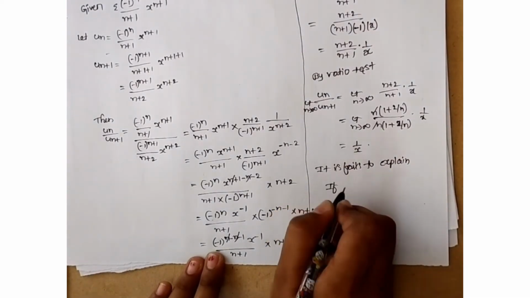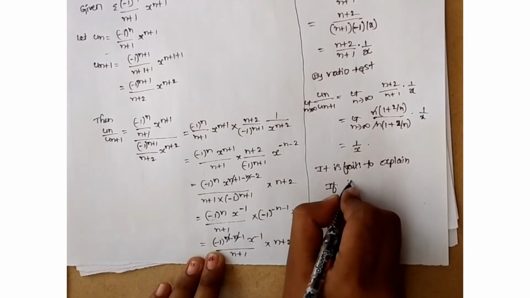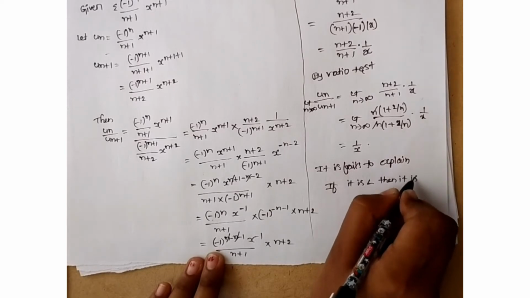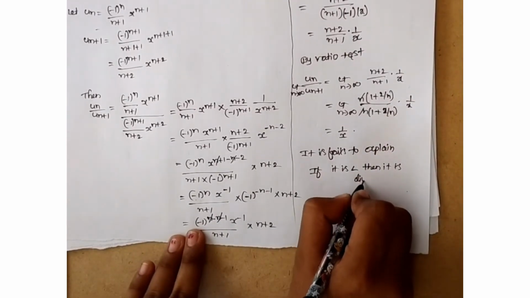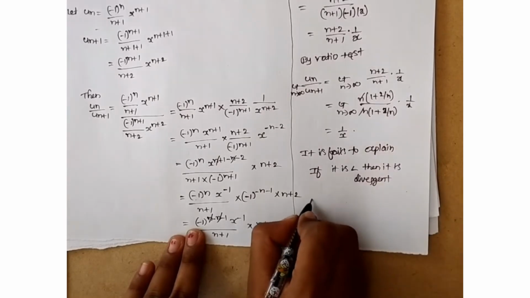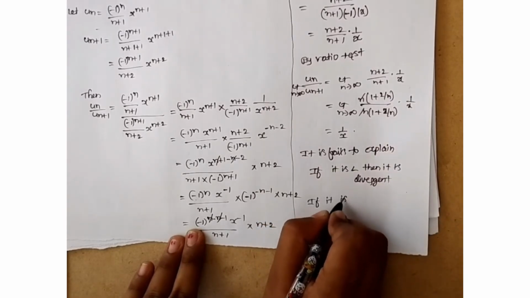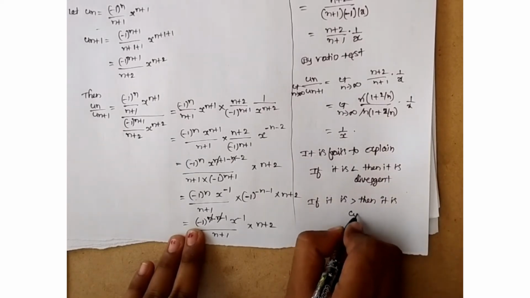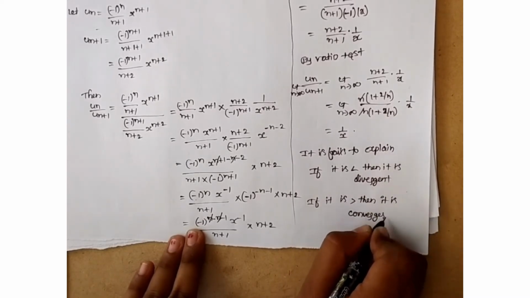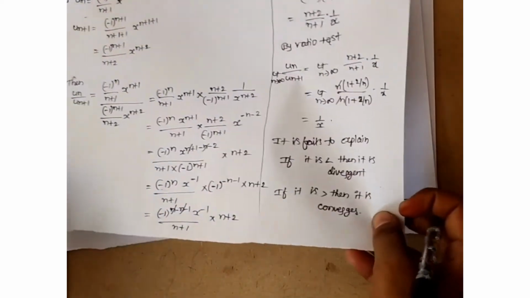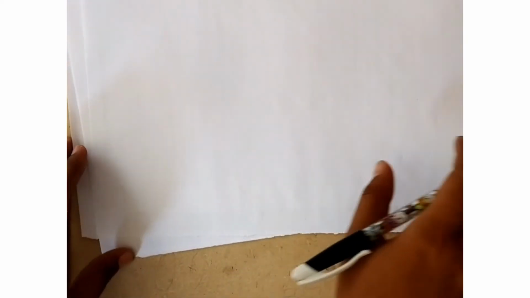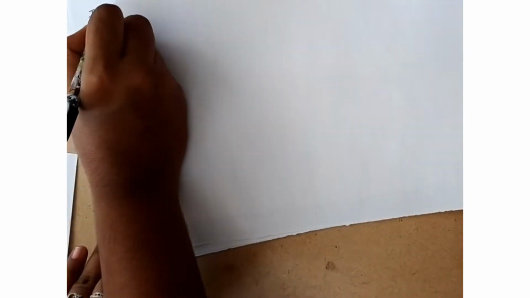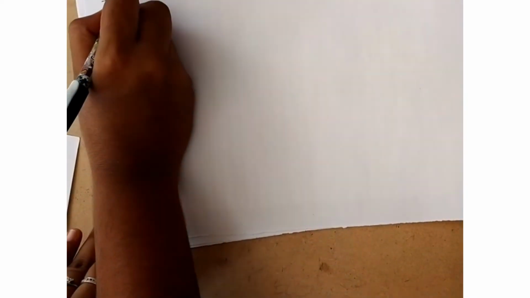If it is less, then it diverges. If it is greater, then it converges. Then we will take, let x equal to 1.